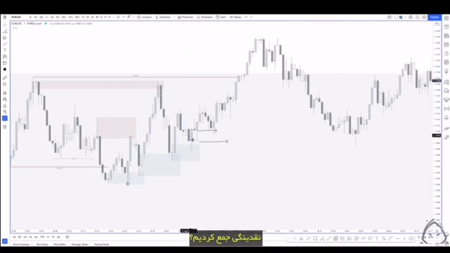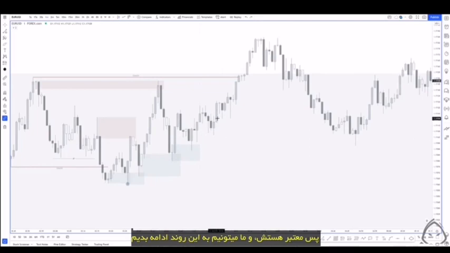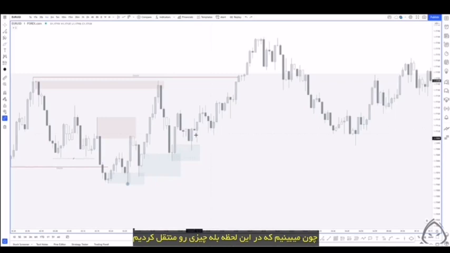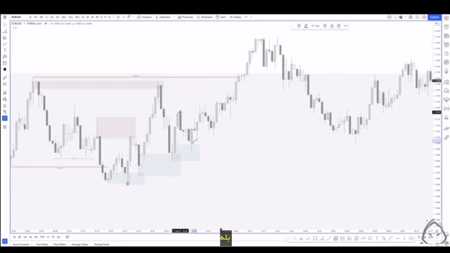Have we taken liquidity? No. Have we mitigated something? Yes. Therefore, it is valid, and we can continue that process. But again, this is why we stack our probabilities in our favor, because what we can see is in this instance, yes, we did mitigate something. Yes, we kind of broke structure. Does that sound like we should be taking a trade?